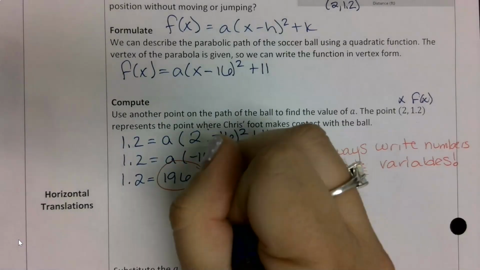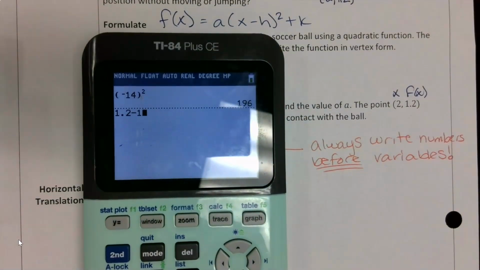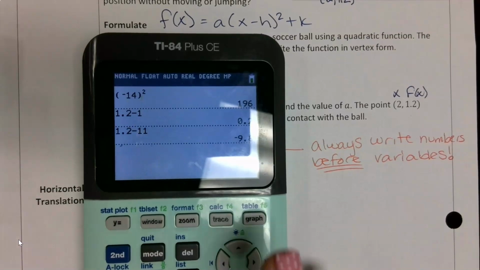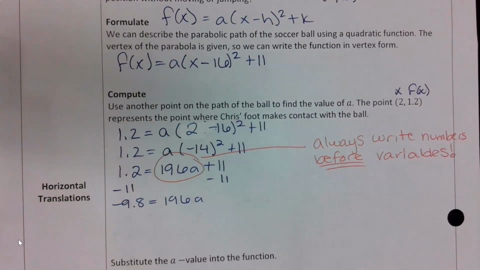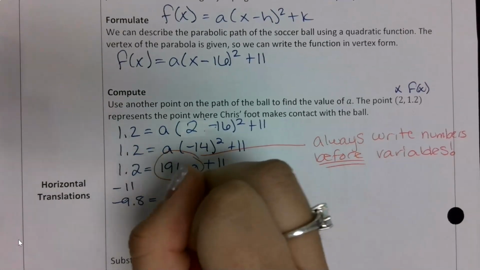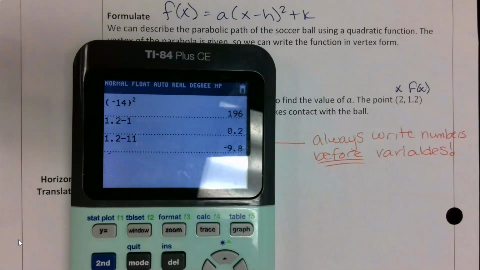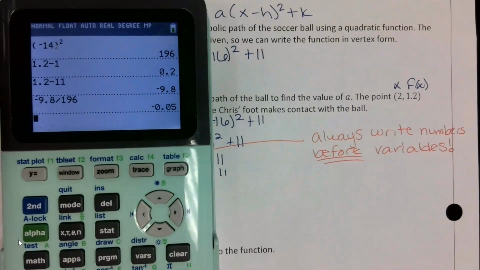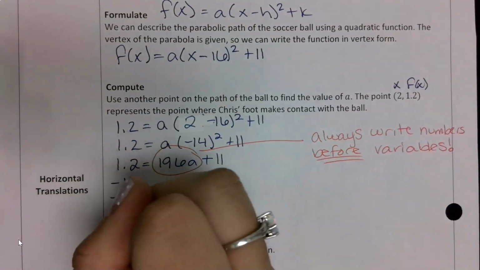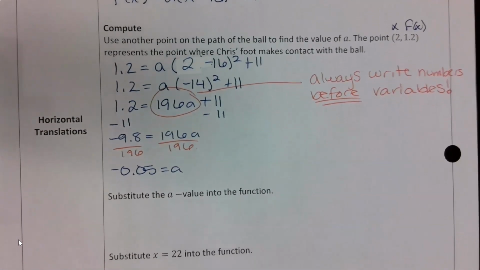I want to go ahead and subtract 11 off of both sides. So 1.2 minus 11 gets me negative 9.8, equals 196a. Then I want to go ahead and divide both sides by 196. Negative 9.8 divided by 196 gives me negative 0.05. Okay, so now that I've found my a value, I want to go ahead and plug it into the function.